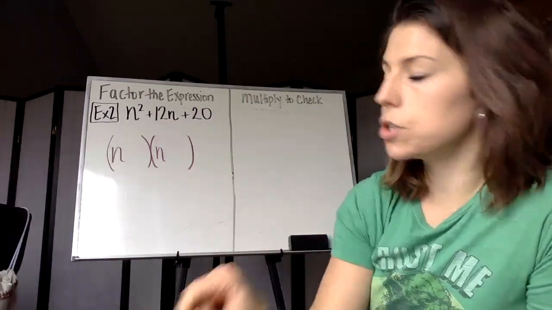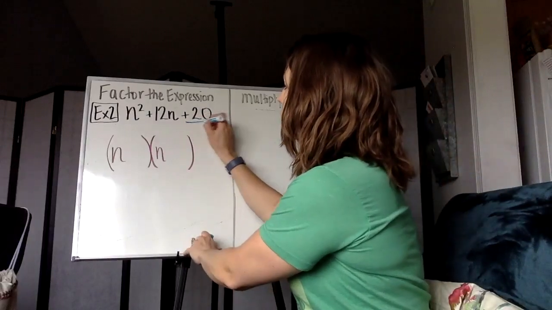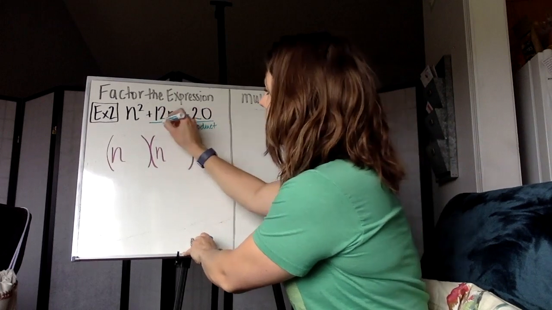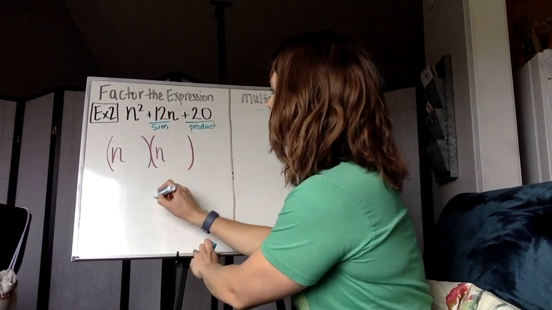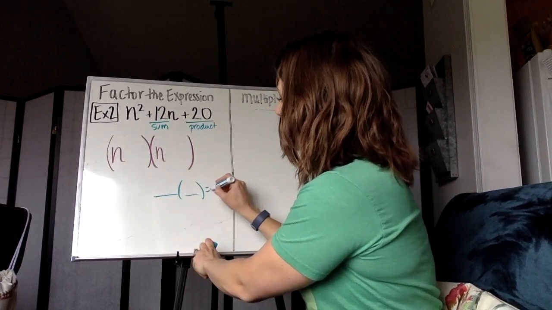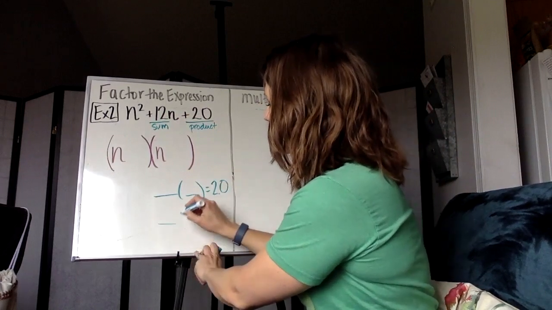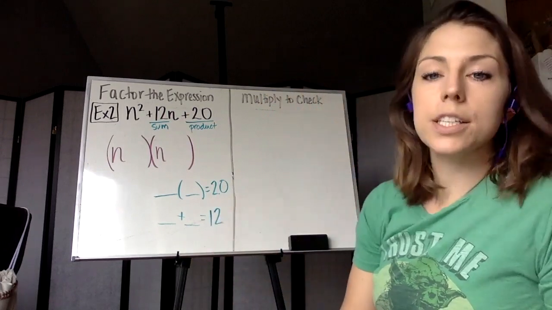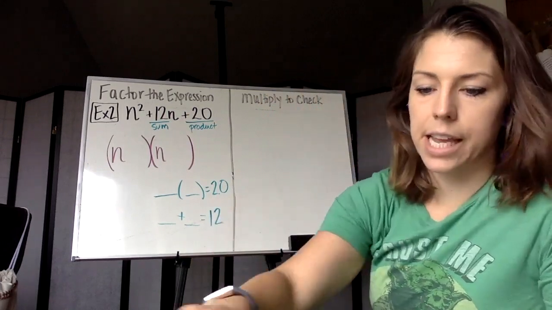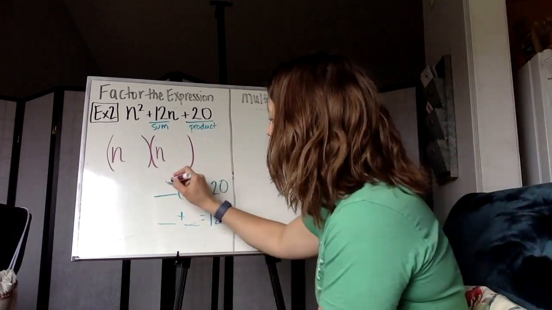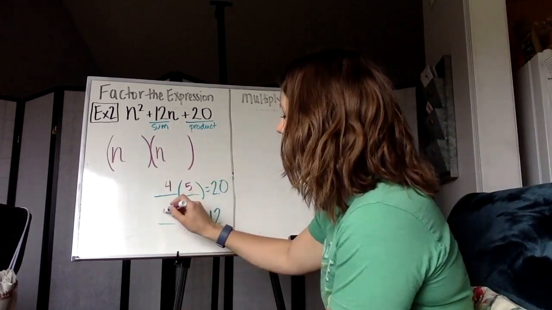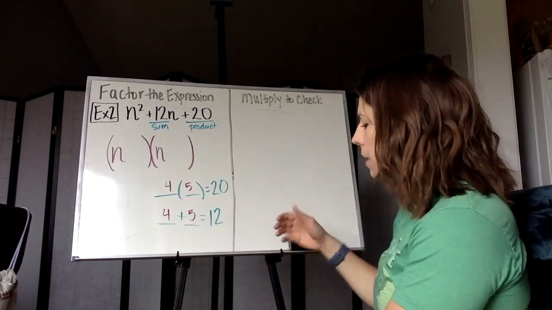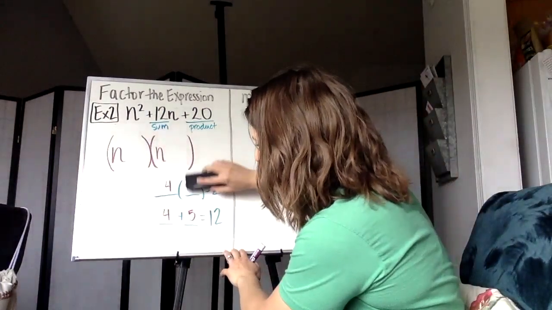Now we have to find the 2 numbers that have a product of positive 20 and a sum of positive 12. In other words, we're going to play the P's and Q's game. All right, product of 20, sum of 12. Let's see, how about 4 and 5? 4 times 5 is 20, 4 plus 5 is 9. 9 is not 12, which means 4 and 5 didn't work.